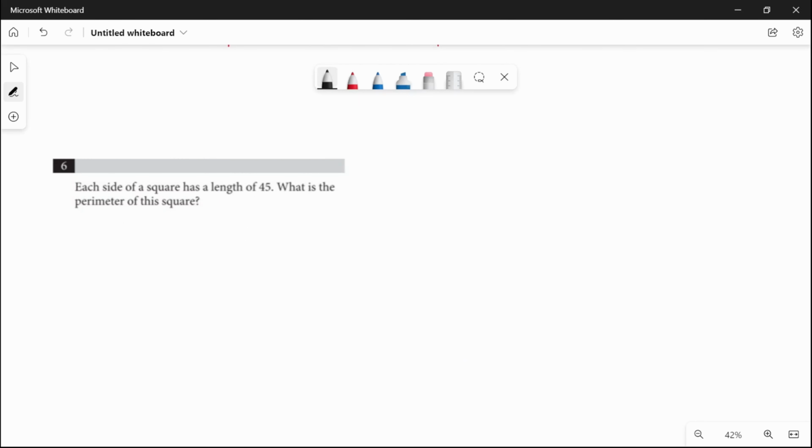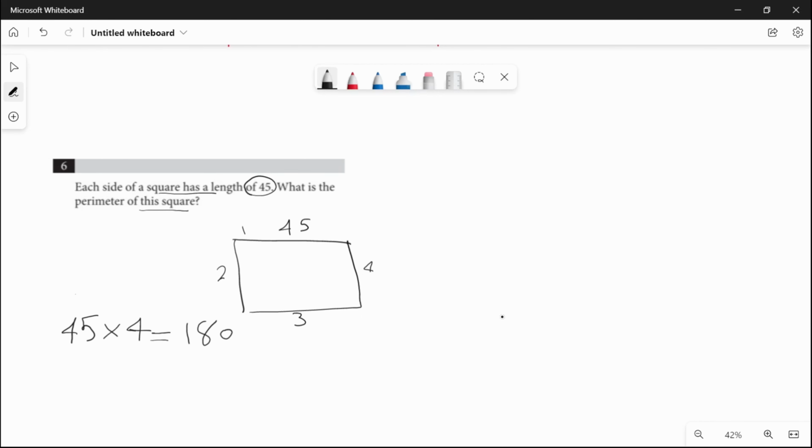Next question. Each side of a square has a length of 45. What is the perimeter of this square? So we are given a square, and we know that the length of each side in this square is equal to 45. And we know that the square has 4 sides. That's 1, 2, 3, and 4. So we will multiply 45 by 4 to get the perimeter of this square. 45 multiplied by 4 is equal to 180. And that's the answer for this question, because the perimeter of any shape is equal to the length of all the sides of this shape.